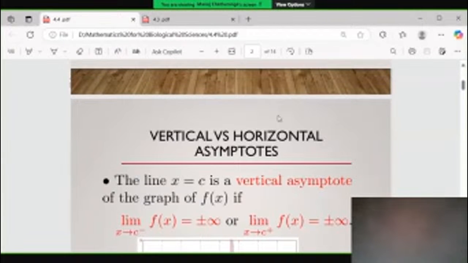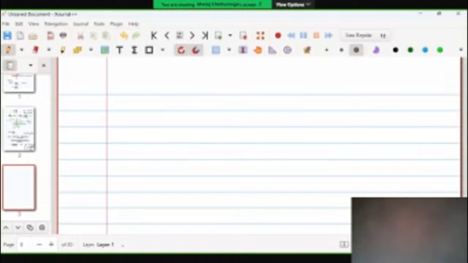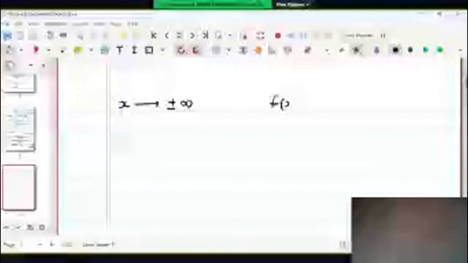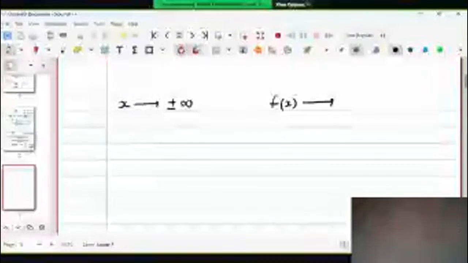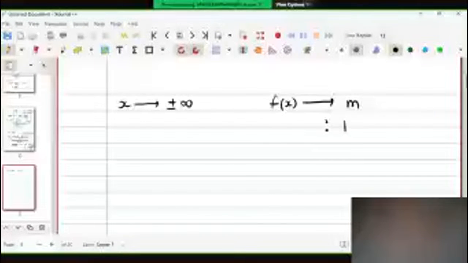Vertical asymptotes, on the other hand, we have also seen those. Now something is called a horizontal asymptote. As x goes to plus or minus infinity, function values approach some finite number. This is what we call a horizontal asymptote.